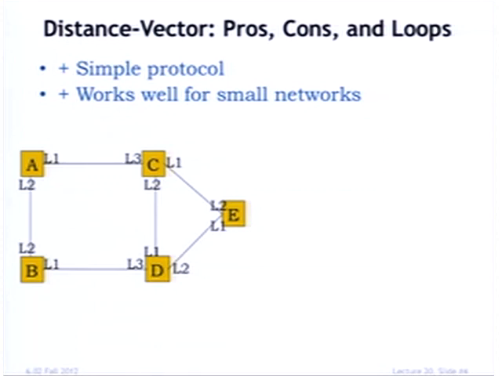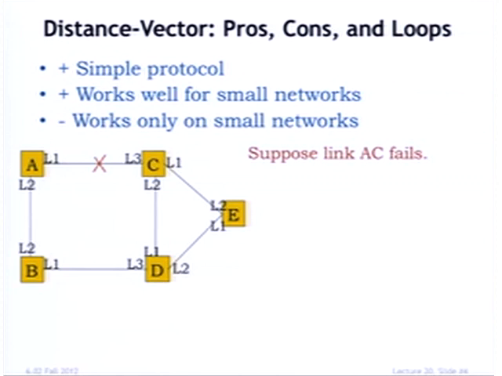So let me refresh where we are, with all the discussion I had so far. Let's assume that link AC fails in this picture. What you would like to have, assuming that all the link costs are 1, so we don't worry about costs at this point.